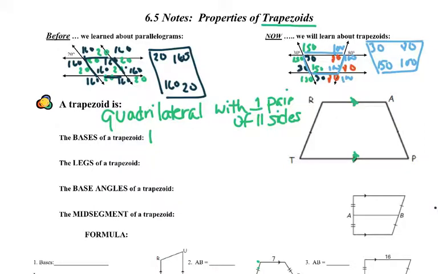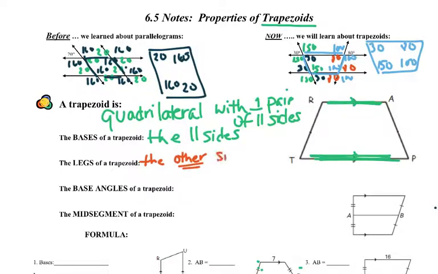Sorry, it's not right in here. Bases are the parallel sides. I'll do it with my finger. There we go. So in this case, these two are the bases. I'll just color them in green. The legs are the other sides. So we'll just color code them here for you. These two are the other sides. Those are the legs.